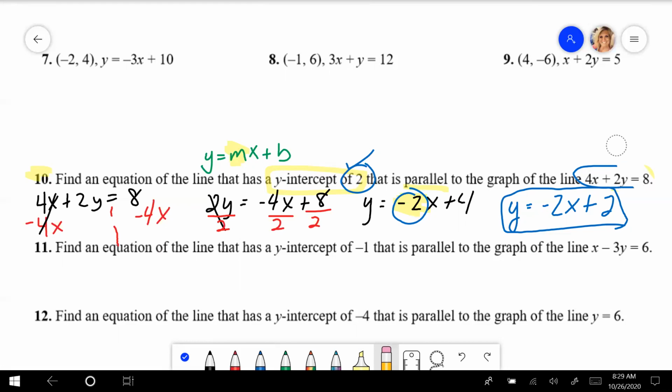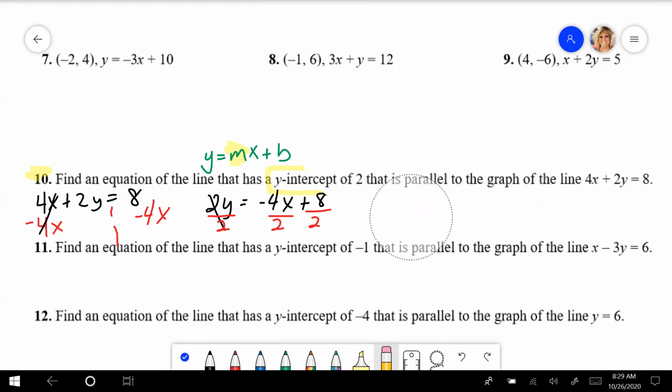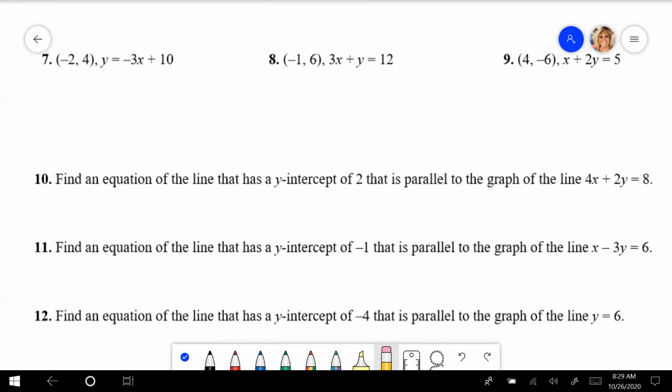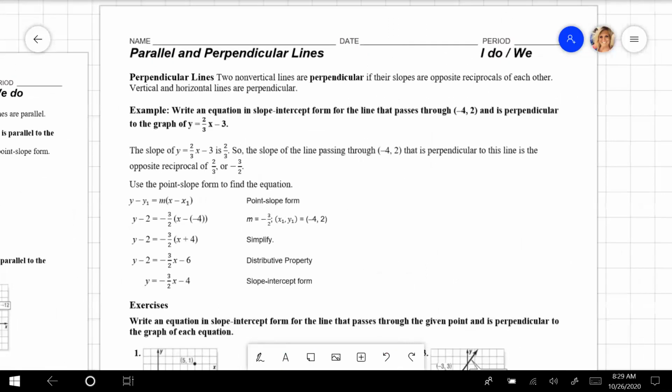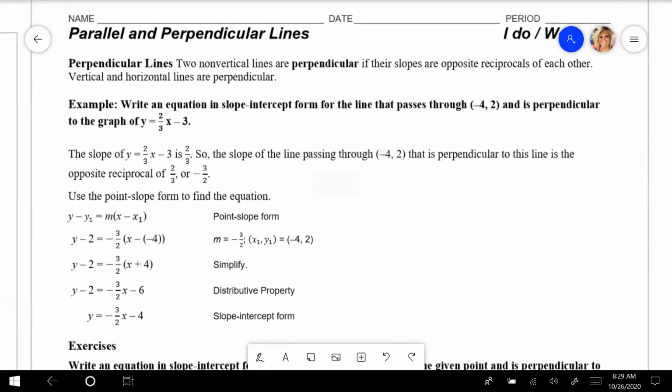Now, these were all equations when lines were parallel. That means that they do not intersect. But what happens now when we have to find the equations of lines that are perpendicular? Perpendicular lines are two non-vertical lines if their slopes are opposite reciprocals of each other. Vertical and horizontal lines are perpendicular.